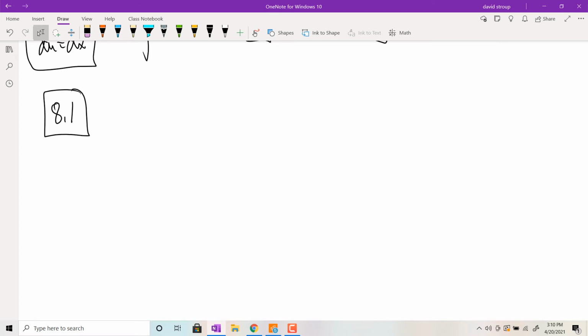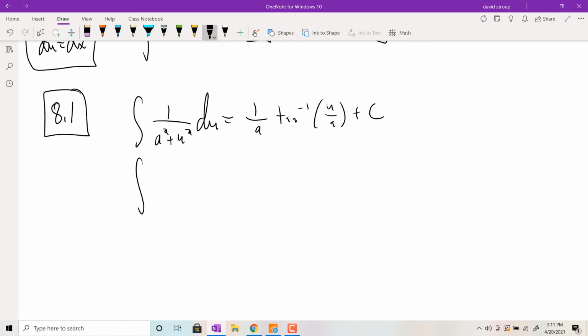8.1 is everything you learned about integration in Calc 1, at the beginning of Calc 2. Don't forget, we still have to have formulas memorized for arctan and arcsecant. Let me remind you: the integral of 1 all over a squared plus u squared du is 1 over a times tan inverse of u over a, plus c. The integral of 1 over the square root of a squared minus u squared du is sine inverse of u over a, plus c.